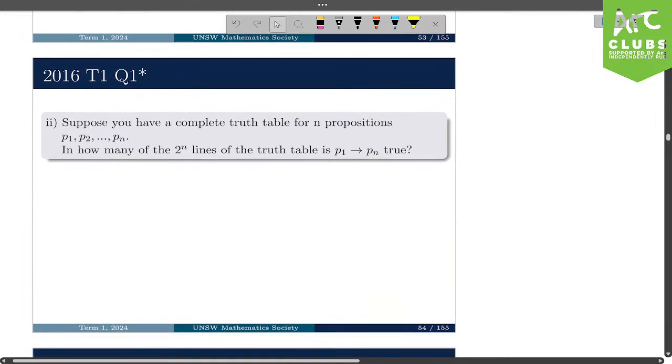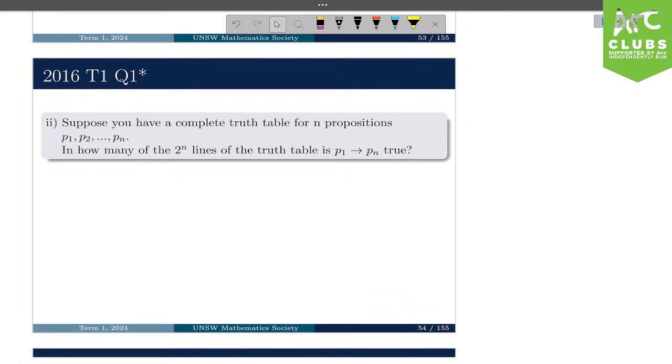And then we will look at this question. Similar to the truth table question from before, we want to create a truth table. Well, we don't want to. We suppose there is a truth table for these propositions, and we want to know in how many of the 2 to the n lines this is true.